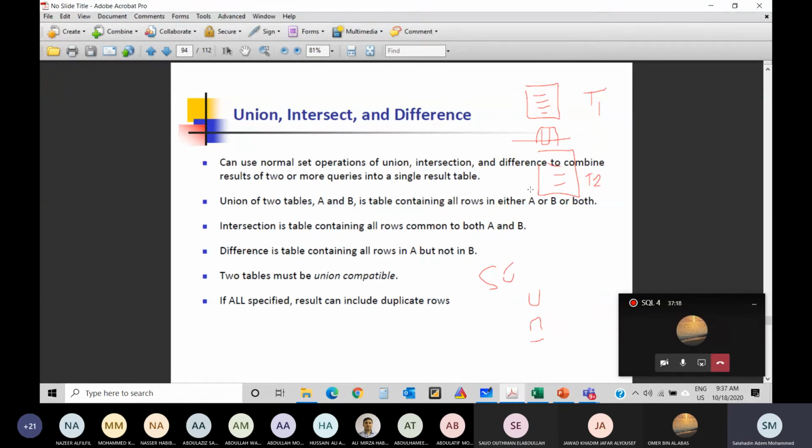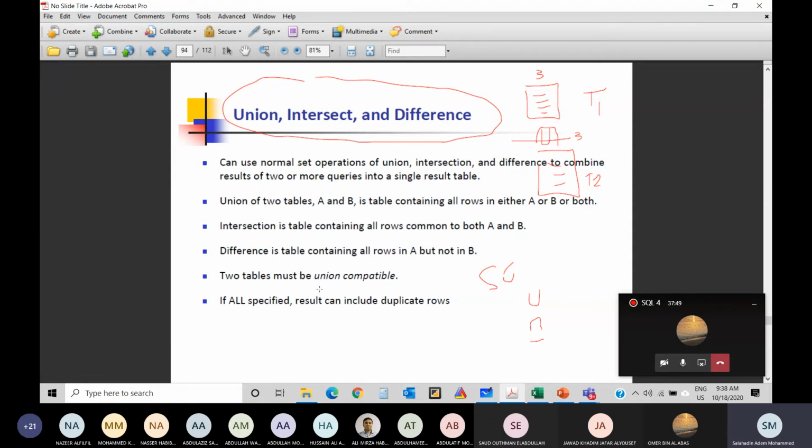Let me repeat again. If I want to do any join or intersection or difference between two tables, then table 1 and table 2 must have the same number of columns. There are 3 columns here, there must be 3 columns here. If the first column is DNO here, it must also be DNO here. If the second column is salary here, it must be salary here. If the last column is, for example, name here, it also must be name here. Otherwise, you cannot do this. So they have to be compatible.